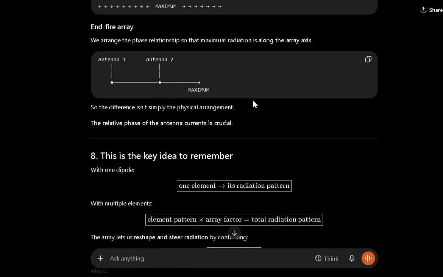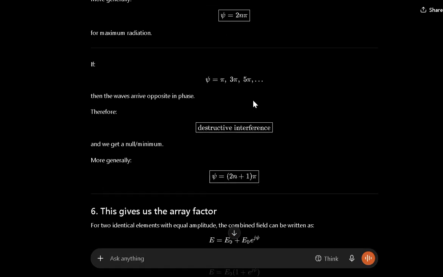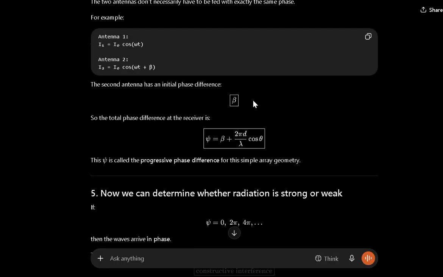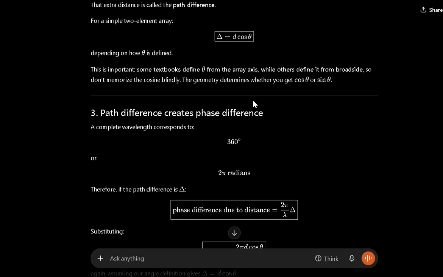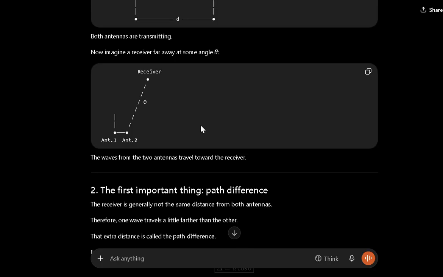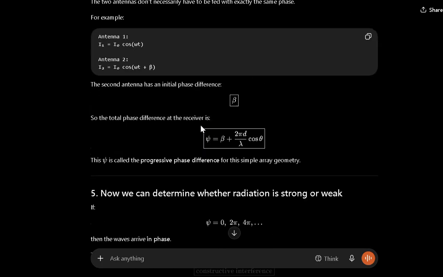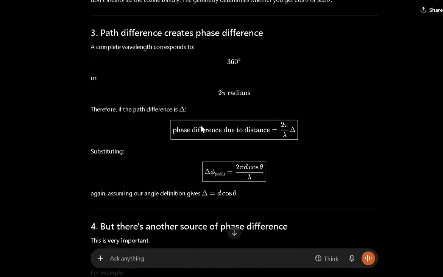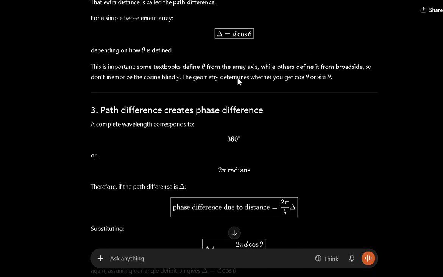So it is for here, from there to here. Yeah, here. The extra distance is far different. This is important. Some tasks will define data from array access, while others define it from both sides.